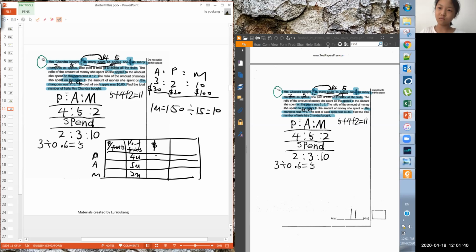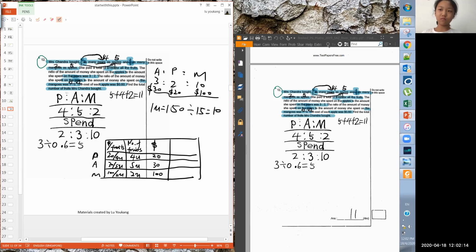So therefore, you can fill up here already. For pear is 20, for apple is 30, for mango is 100. So the dollar per fruit is 20 divided by 4u. Here is 30 divided by 5u. Here is 100 divided by 2u. So if you simplify all of them, what do you get? 20 divided by 4u.